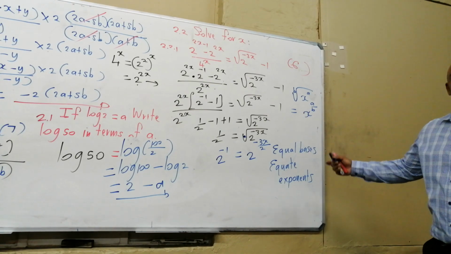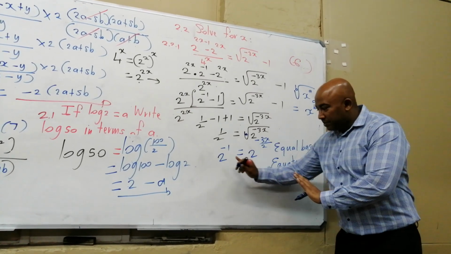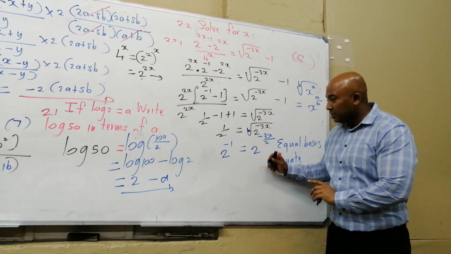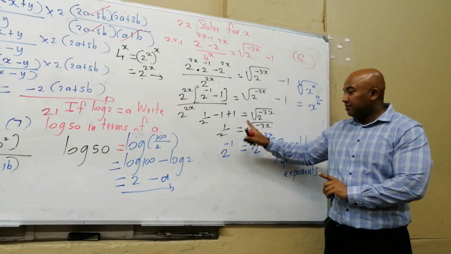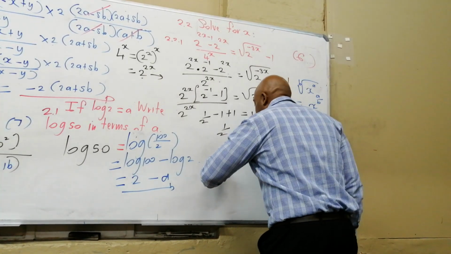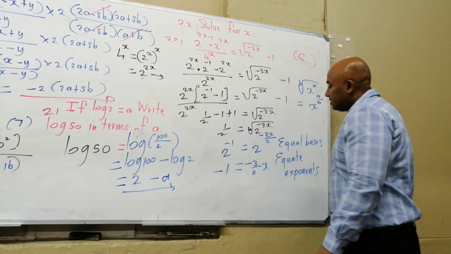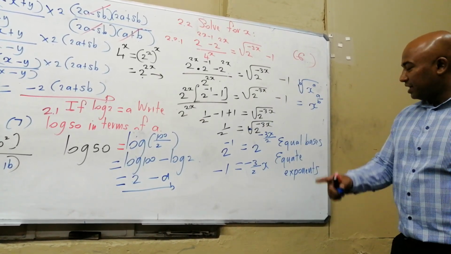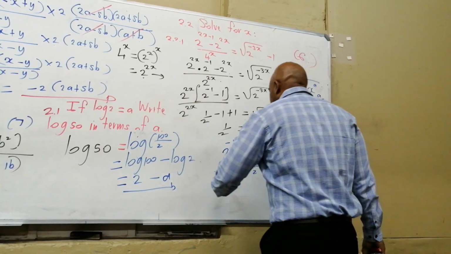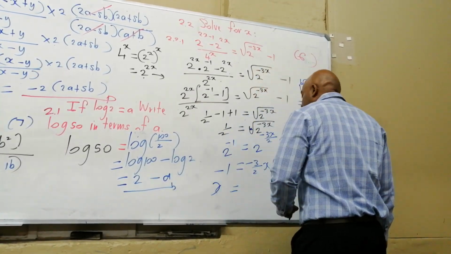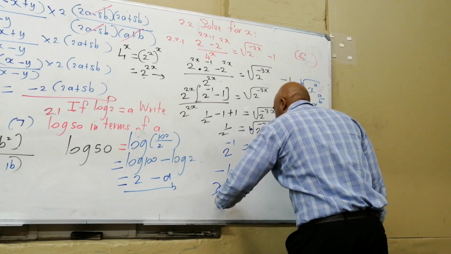So you will equate exponents. If the bases are equal, that means if the base on the left is equal to the base on the right, so you equate the exponent on the left must be equal to the exponent on the right. So minus 1 must equal to minus 3 over 2 x. And now we can just divide by minus 3 over 2. So therefore x is going to equal to 2 over 3.